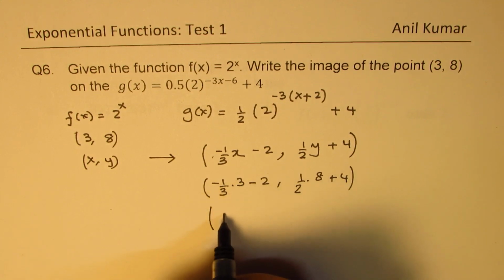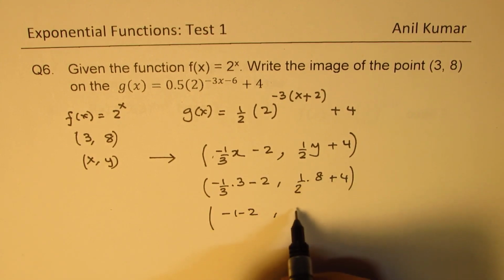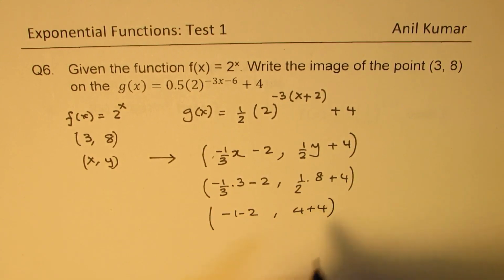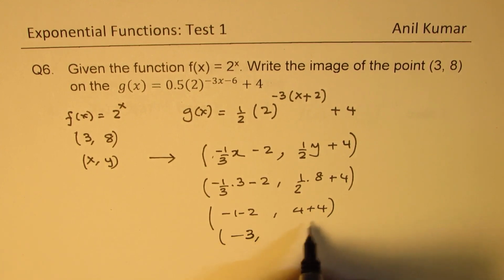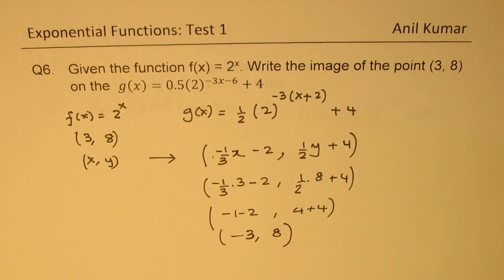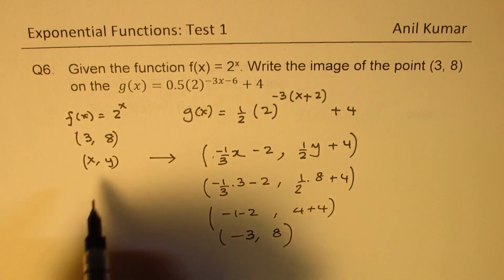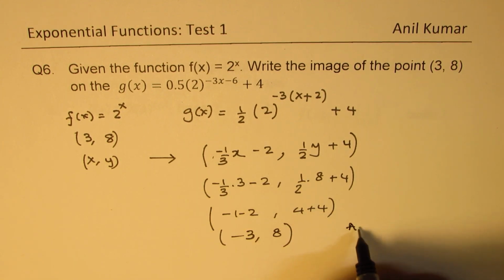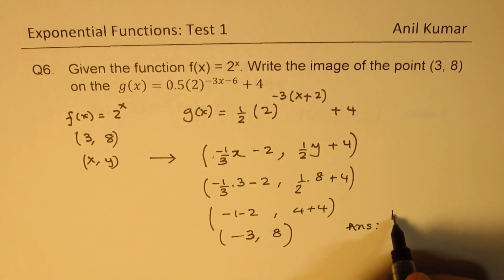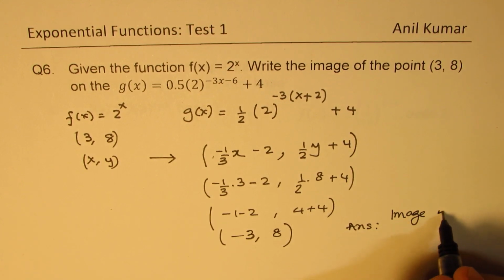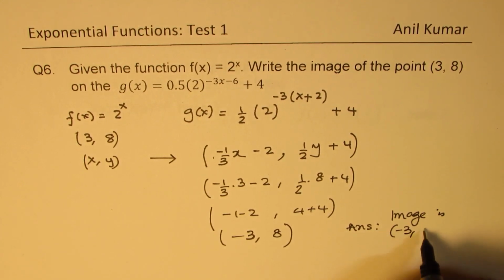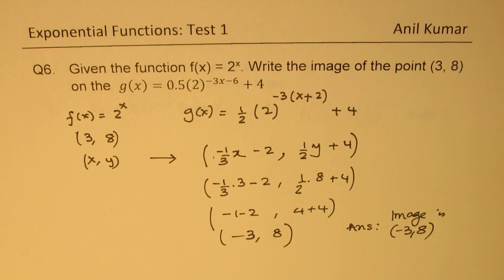So we get minus 1 minus 2, and here we get 4 plus 4. And so we get our coordinates, which are minus 3 and 8. So the y value is still the same, and the x value is this, correct? So that is our answer. So the transformed point, the image, is what? Minus 3, 8. Is that clear to you?